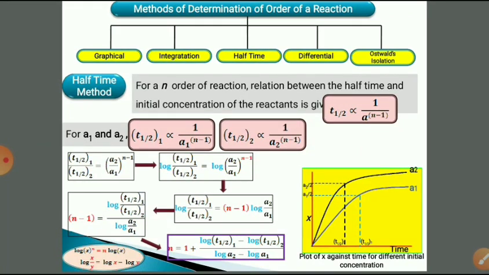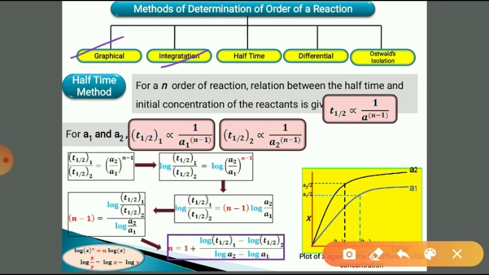In methods of determination of order of reaction, we have already seen two methods, the graphical method and the integration method, in the last video. Today we are going to see the remaining three methods, that is the half time method, differential method and Ostwald isolation method. Now let's see the half time method. For an nth order reaction, the relation between the half time and the initial concentration of the reactant can be given like this.